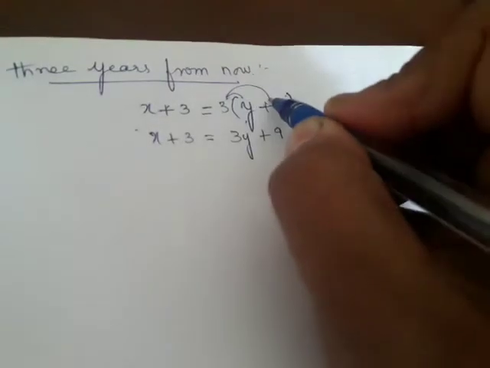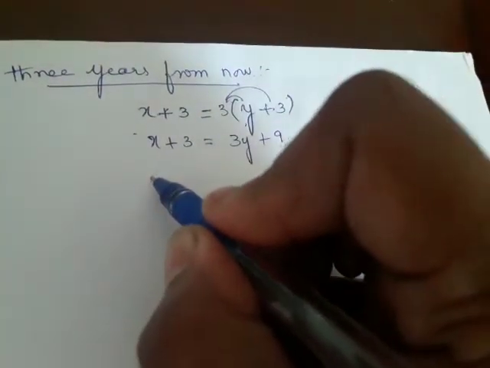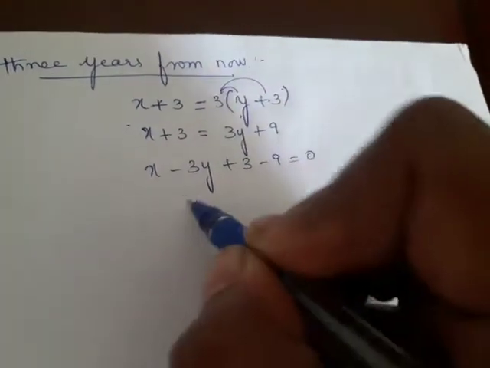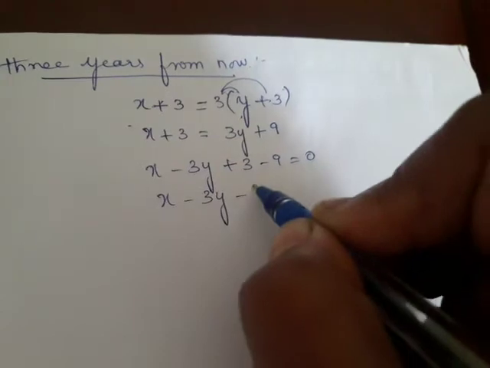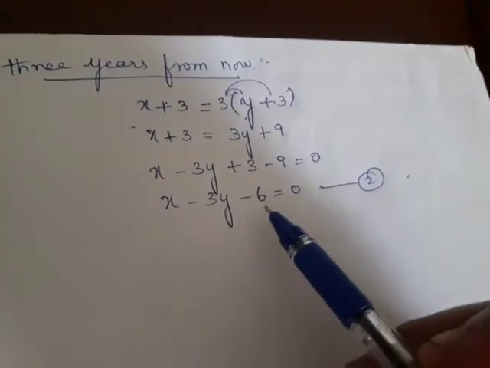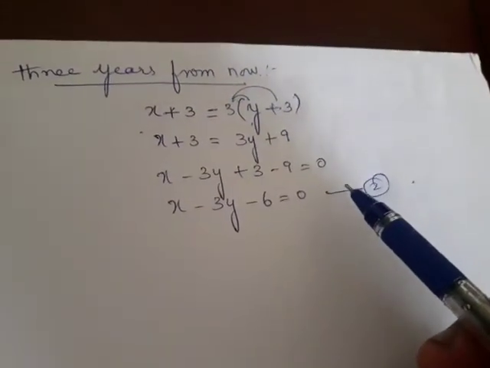Don't forget to multiply each and every term. Don't simply multiply with y and leave it. So x minus 3y plus 3 minus 9 equals 0. So x minus 3y minus 6 equals 0. This is our second equation. It is not necessary to bring the constant to the other side; you can keep it on the same side also.